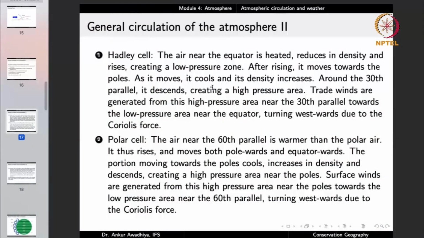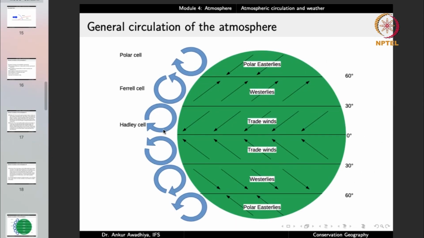So this air near the equator has to go somewhere. Once it has reached a higher elevation, it moves in both directions, towards the poles. As it moves, it cools and its density increases, because now it is not getting that much heat. Around the 30th parallel, it descends, creating a high pressure area. So this is what we are talking about. It goes up, it moves towards the poles, and then it starts to descend.